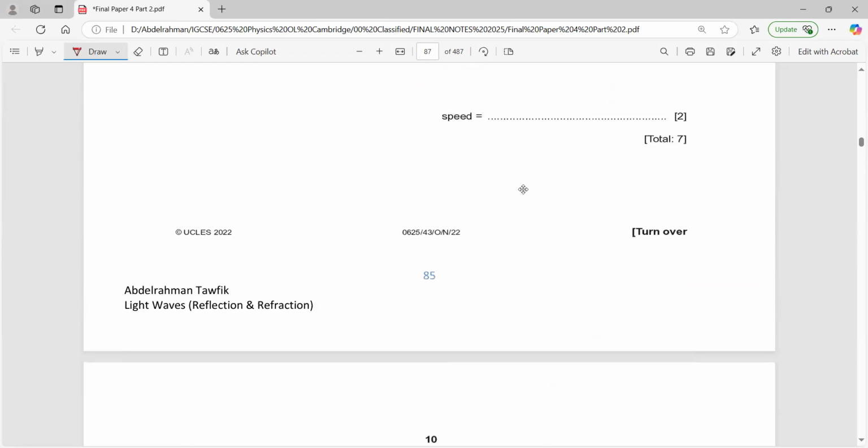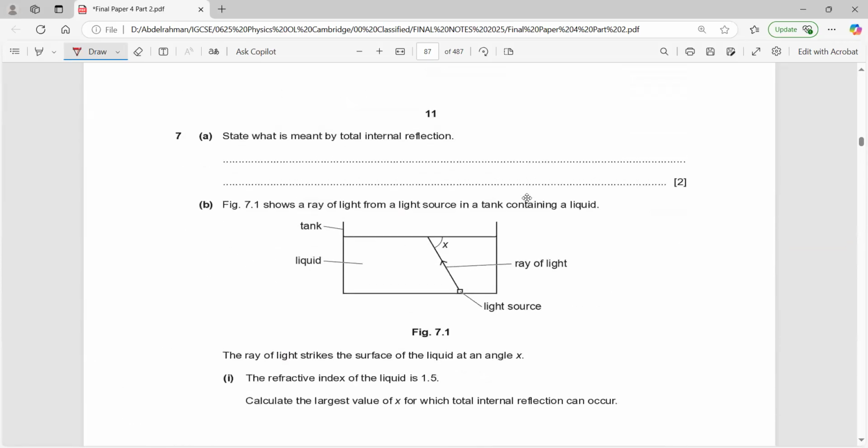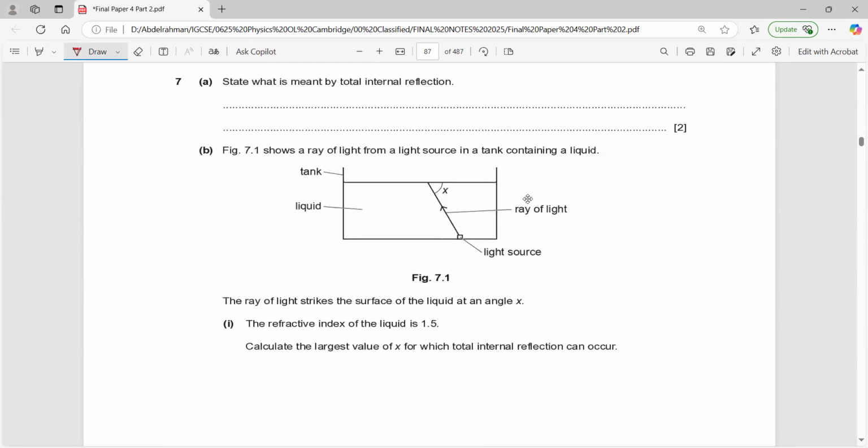Let's move on to more questions. State what is meant by total internal reflection. Well, this is a nice question. Total internal reflection happens when light is moving from the more dense medium to the less dense medium at an angle greater than the critical angle, at which none of the light escapes from the surface.